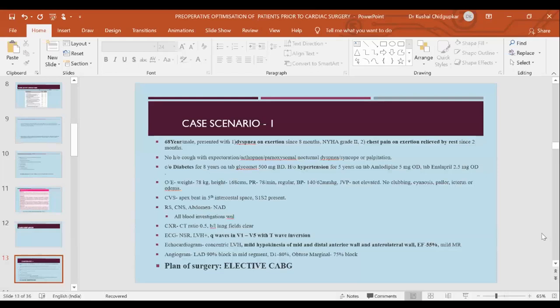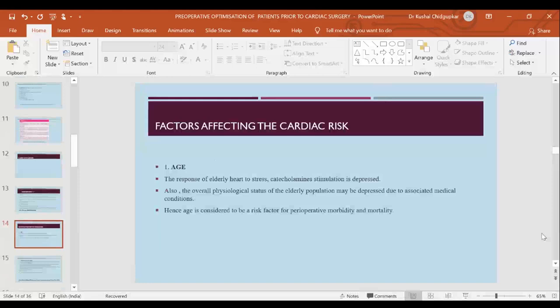Now this patient has come to us for preoperative optimization. Now the first factor is age. As we have discussed, it's an unmodifiable factor, but we have to keep it in mind that the response of the elderly heart to stress, catecholamine stimulation is depressed. Also, the overall physiological status of the elderly population may also be depressed because of associated medical conditions. So these factors have to be taken into consideration prior to taking up an elderly patient into the operation theater.